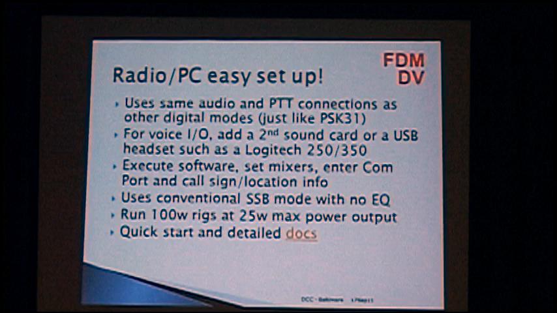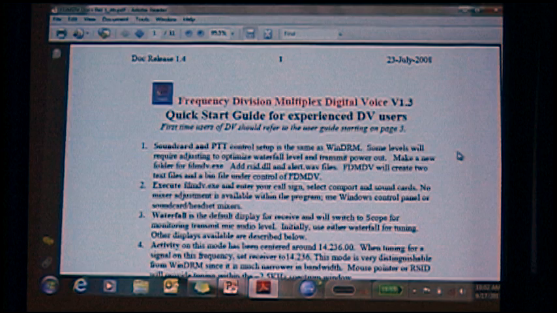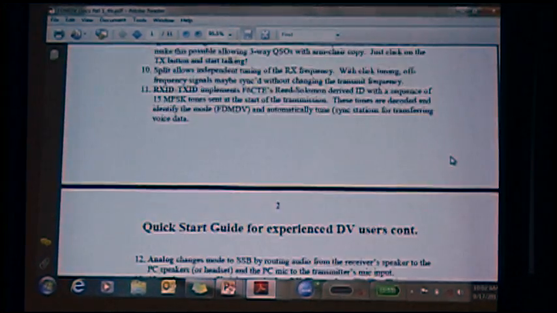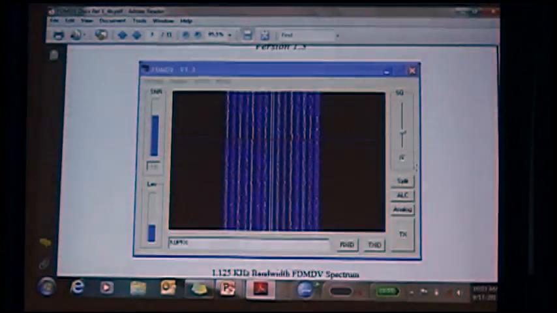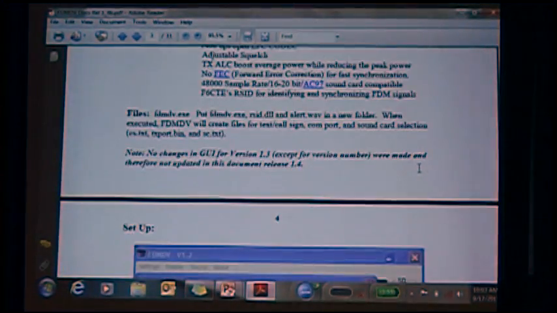You can use a RigBlaster, or the same type of interface that you would use, for example, with RTTY or PSK31. Conventional single sideband mode with no EQ. You want it as flat as possible, so you keep the level of those carriers the same. And we normally run about 25 watts because the peak power will be about 100 watts. Again, there's complete documentation written for this program. It's all here.